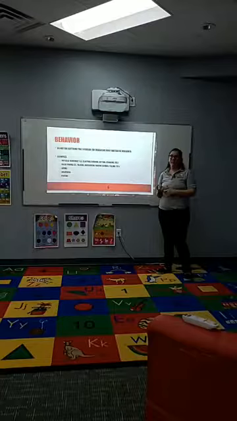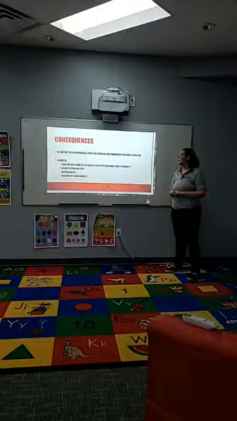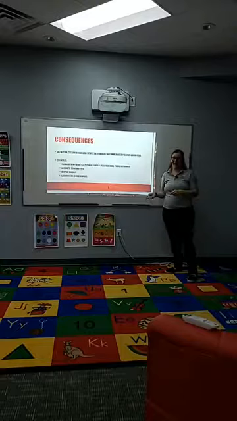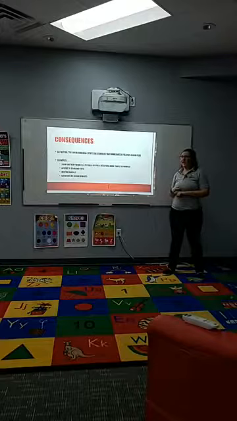All right, and then the C stands for consequences. So that's the environmental events or the stimulus that immediately follows a behavior. So antecedent was before a behavior, consequence is after the behavior. So examples are, it could happen from another person. So that could be giving praise. It could also be giving reprimands. It could be tickles from another person. So it could be physical or vocal.